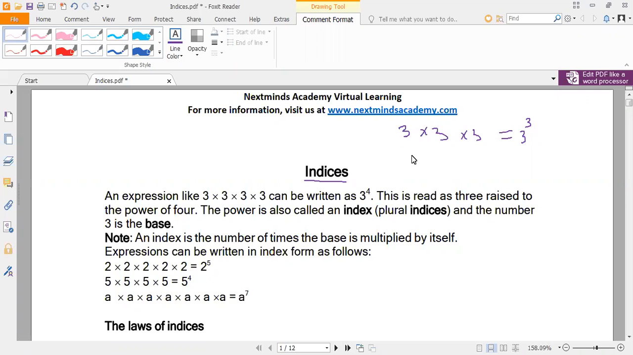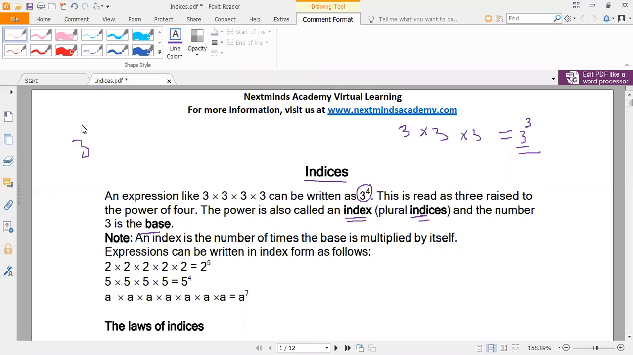Or if you are multiplying 3 four times, it becomes 3 to the power of 4, which is written like this. We read it as 3 raised to the power of 4, or in the other case, 3 raised to the power of 3. The power is what we call an index. In plural, we call them indices. And the number 3 in 3 power 4, we call the base.